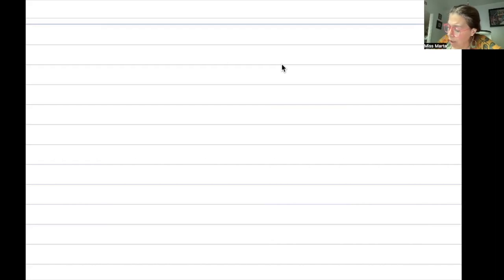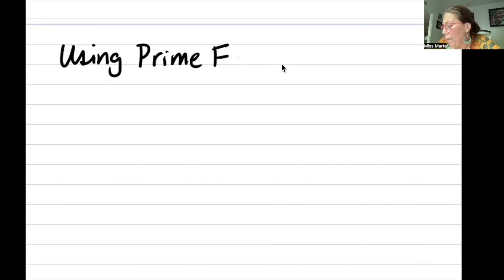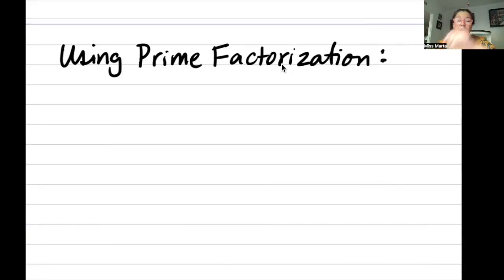And we are going to start talking about using prime factorization. Now, why am I talking about prime factorization again? Well, we learned it yesterday. And the reason we're going to use prime factorization as a method for finding the GCF is because sometimes the numbers are so large that they have so many factors it's too many to list them all. So the best thing to do is just use prime factorization.